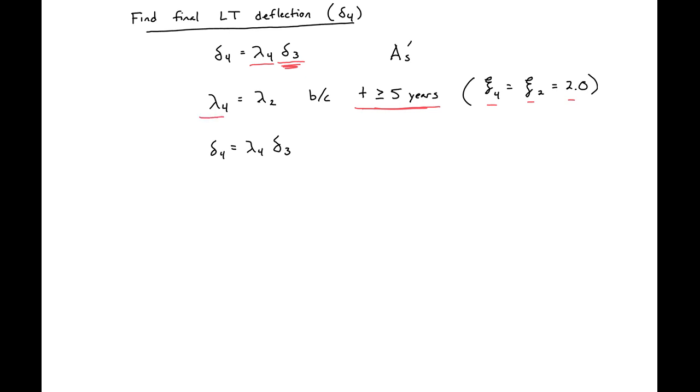We know that our lambda 4 in this step is going to be equal to our lambda 2 from before. So that means that we can just find our deflection, delta 4, equal to our lambda 4 from before, which we found to be 1.372, times our delta 3, which will be 0.638 inches. So this will give us a deflection then of 0.875 inches. And this is the long-term deflection caused by only the additional or the remaining live load that we didn't consider before.